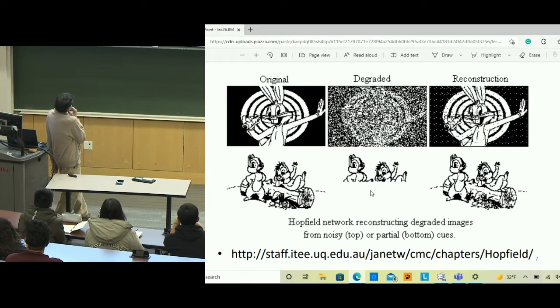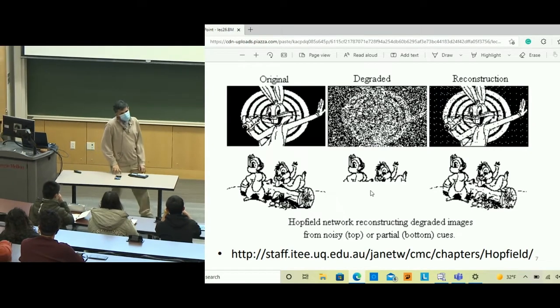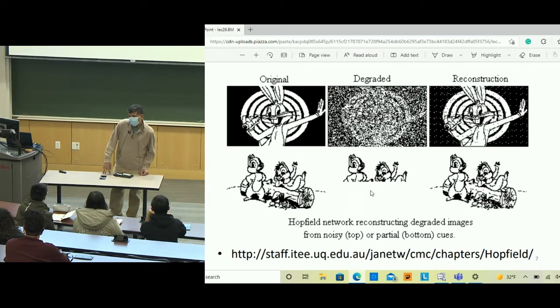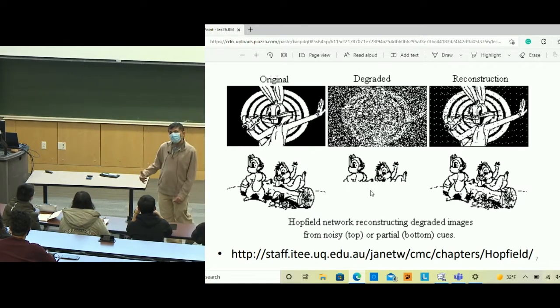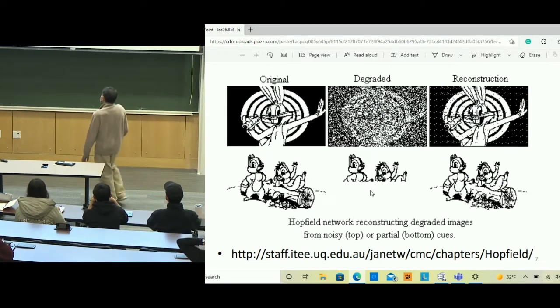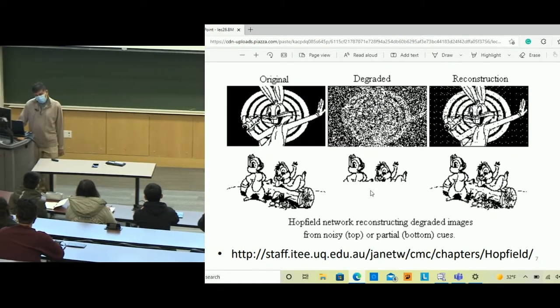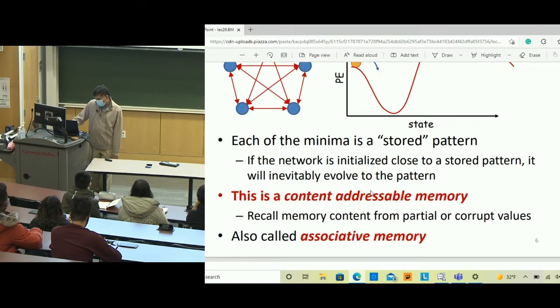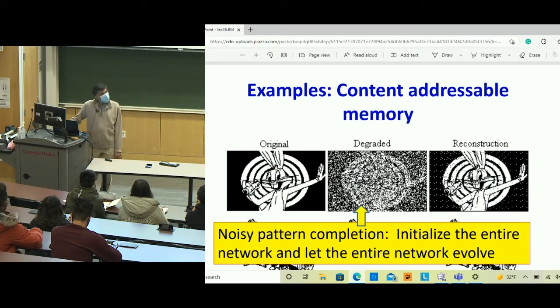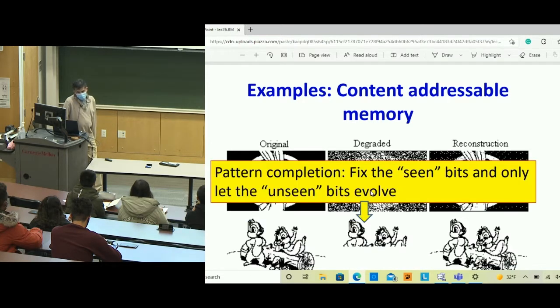This was the Bugs Bunny. If you just give in a noisy version of the Bugs Bunny picture, it's going to reconstruct the entire picture, clean it up. Or if you give just half of the Chip and Dale picture, it's going to fill up the rest of the image to reconstruct it, provided the network is designed to remember these patterns. So this was noisy pattern completion over here. You initialize the entire network and let the network evolve. Or this is pattern completion, where you see the bits and let the network evolve.